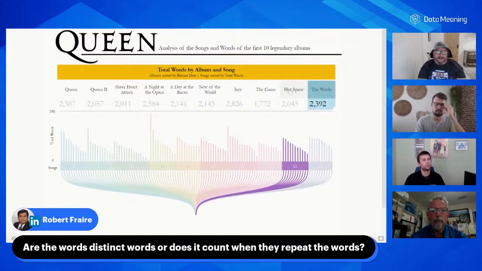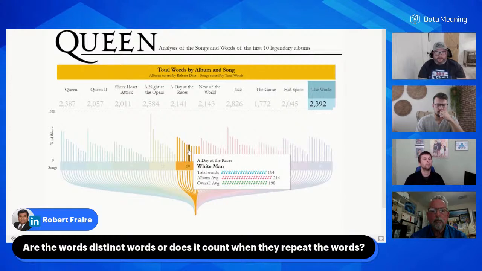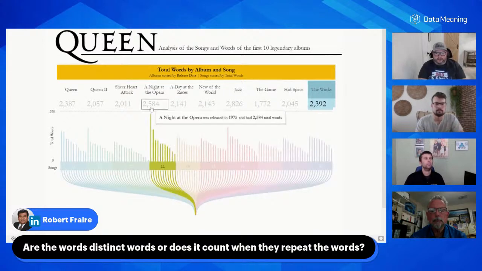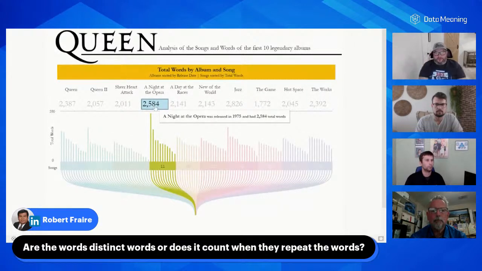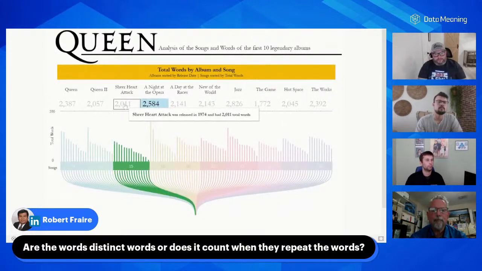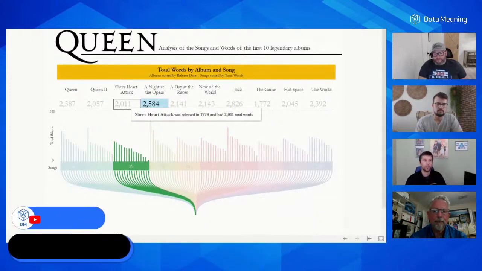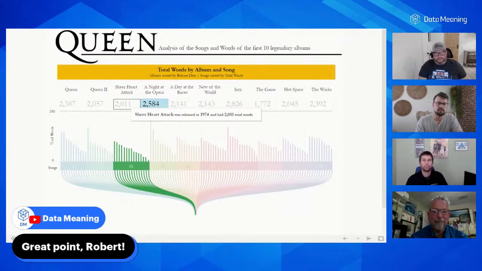I wanted to know the average. Like you see here, I am guessing the average is a little bit higher than 2000, but I wanted to know what the average of all the albums is. What is the average songs per album, right? I can see which one, but I cannot see what the average of all of them is. Yeah. And Robert says, are the words distinct words or does it count when they repeat words? Good question.